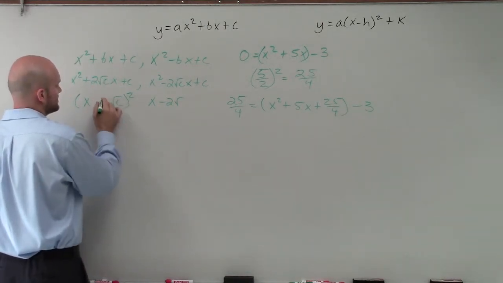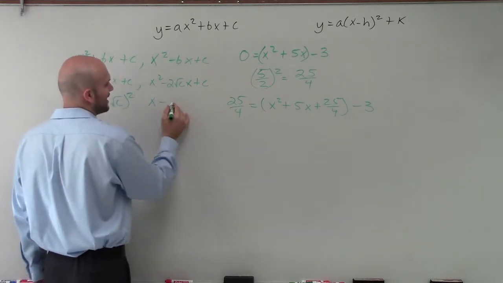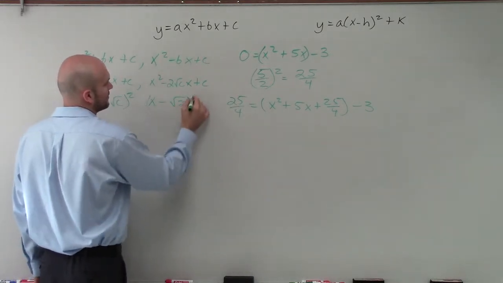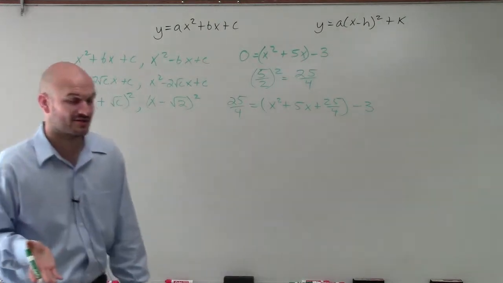So that one is x plus the square root of c, squared. And this other one is x minus the square root of c, squared. All right, so that's one way to factor them out.